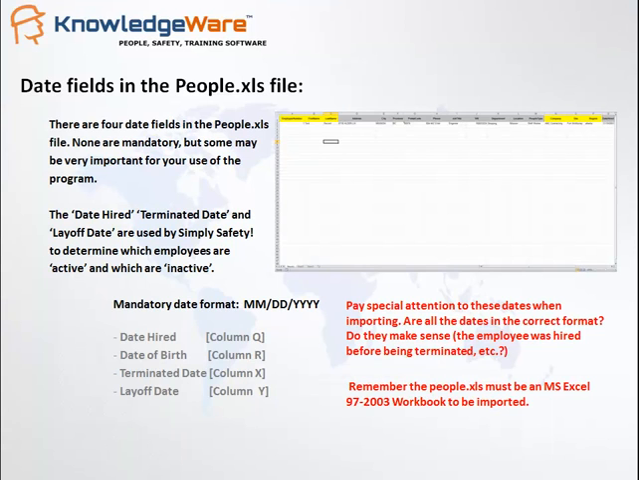Date fields in the people.xls file. There are 4 date fields in the import file. None are mandatory, but some may be very important for your use of the program.